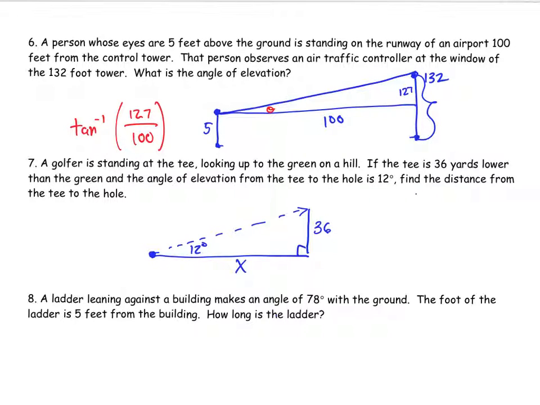I might have gone way too fast. Let's look at this again, okay? All right, let's talk about it. What do they want? Read this oh so carefully. Find the distance from the tee to the hole. Oh, maybe wouldn't it be the hypotenuse? Do you think it's the hypotenuse, or do you think it's the horizontal?